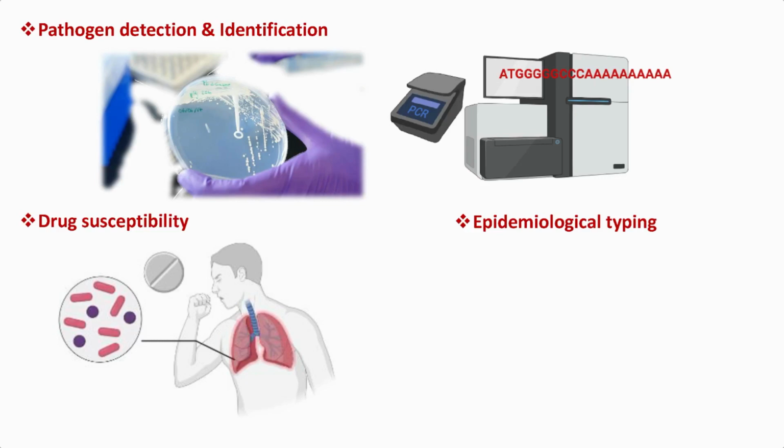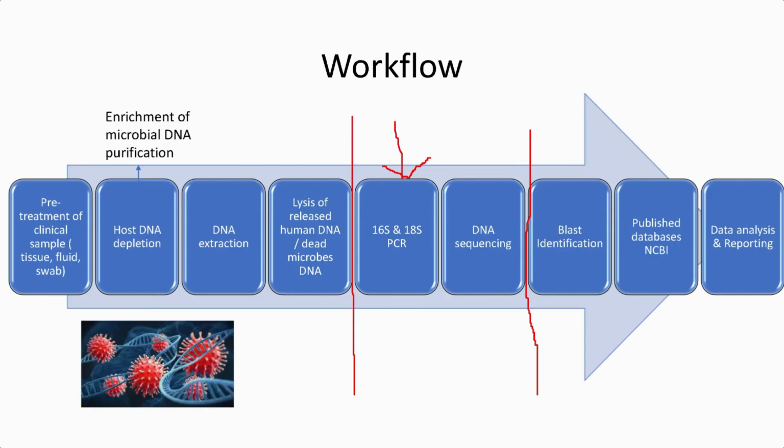And also it is used for epidemiological typing, where we can know the particular strain identity, if a particular strain is mutated and if it's causing infection in an area, and also if the strains causing infection are related with other strains in other geographical areas. So all such things come under epidemiological typing.